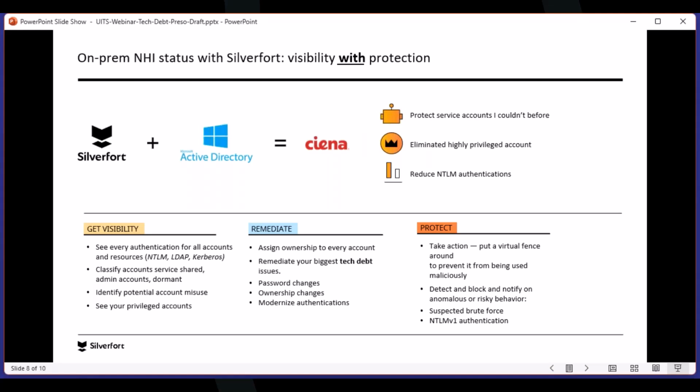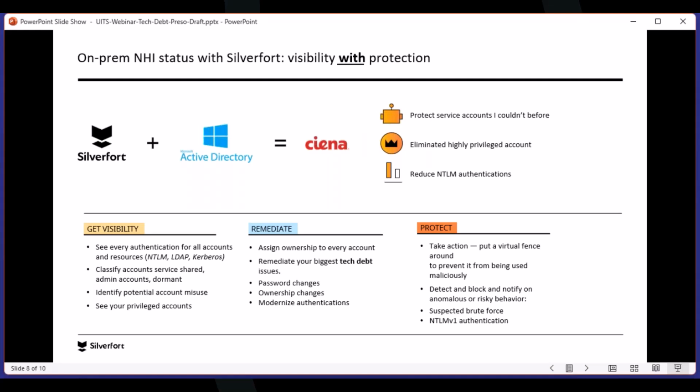Can you reach out to the support team of that application and let us know if it supports Kerberos? And if it doesn't, that's kind of okay too. You can create an exception, and then you can take action to help secure those authentications, even if they're NTLM v2. Hopefully there's no v1, but even if it's v1, in the next protect area, we're going to talk about those compensating controls that you can leverage in Silverfort to really help minimize and shrink the attack surface of that.